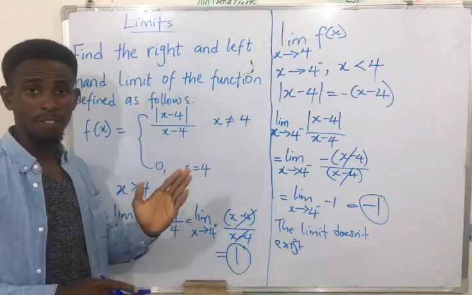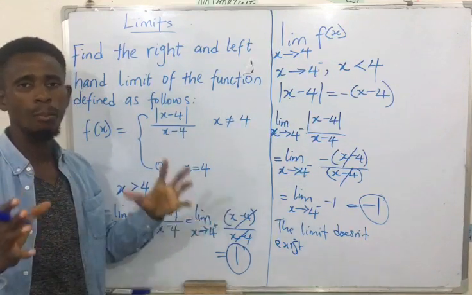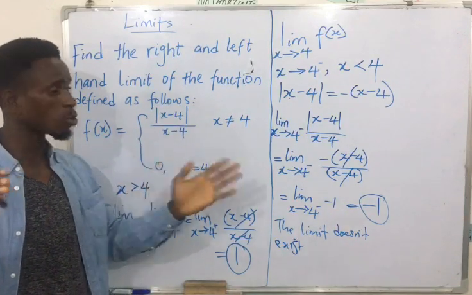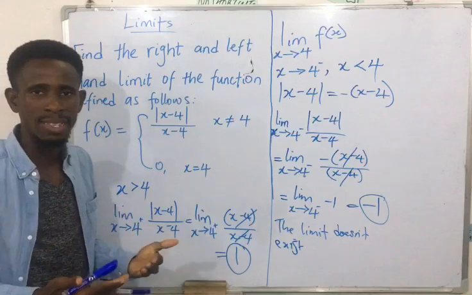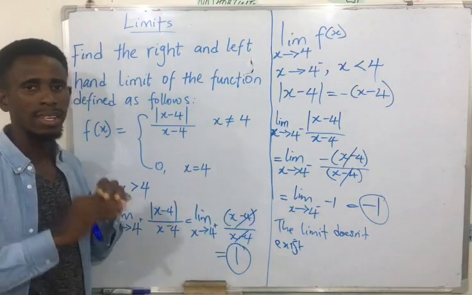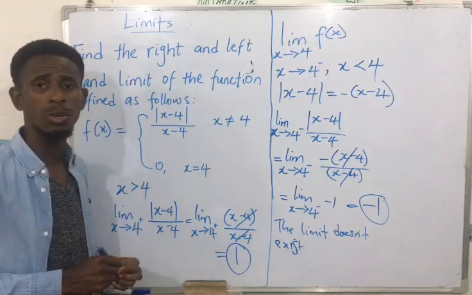So you see, that's just how it is. If you're looking for left hand limit and right hand limit, you check them this way, and then you compare both answers. If both of them are the same, it means the limit exists. But when the left and the right hand limit are not the same, then the limit does not exist.